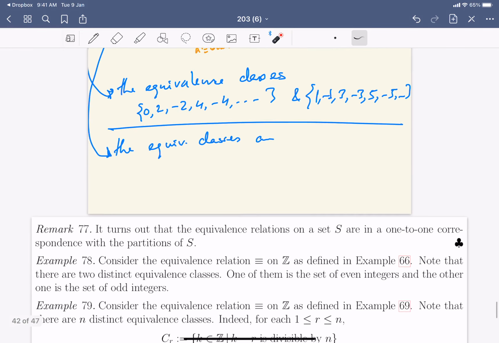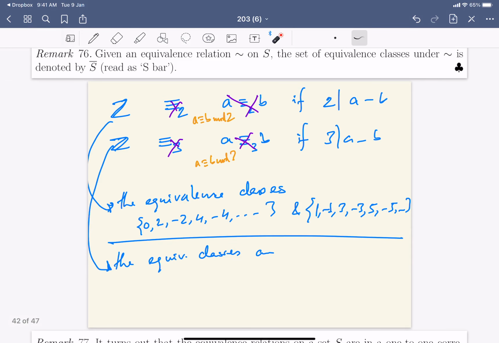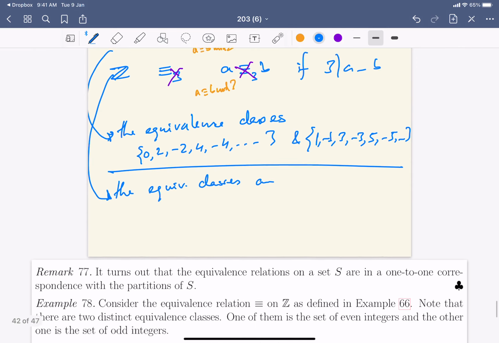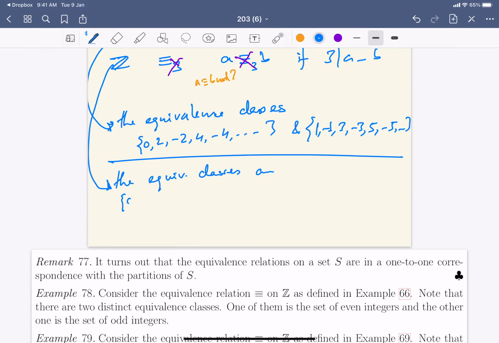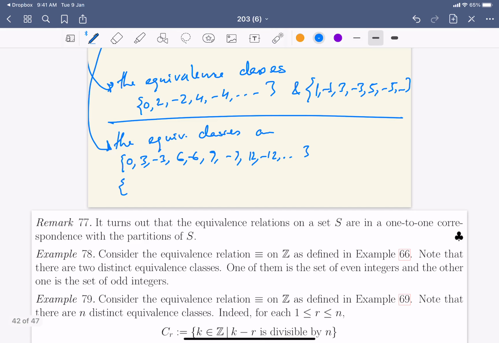So the equivalence classes in this case are again quite similar to what we have been doing. 0, and then 3, minus 3, 6, minus 6, 9, minus 9, and then the next one, 12, minus 12, etc. Now this becomes difficult.